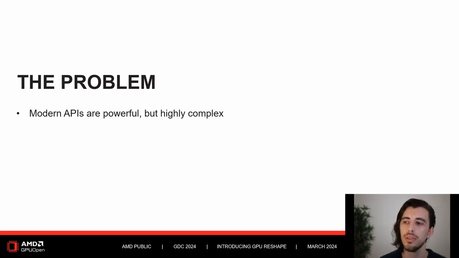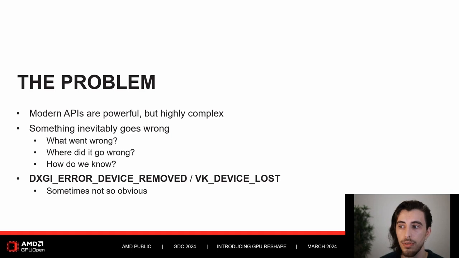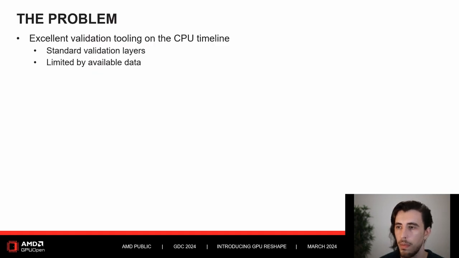So, modern APIs are incredibly powerful, but they're inherently complex, and the more complex something is, the more likely something is to go wrong. We typically have three questions. What went wrong? Where did it go wrong? And well, how do we even know if something went wrong? Sometimes it's easy to tell, such as a device removed, and sometimes not so easy.